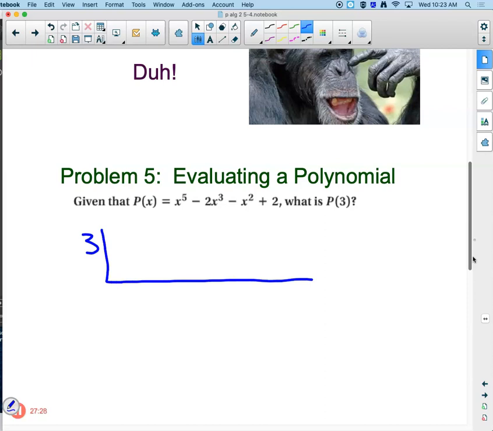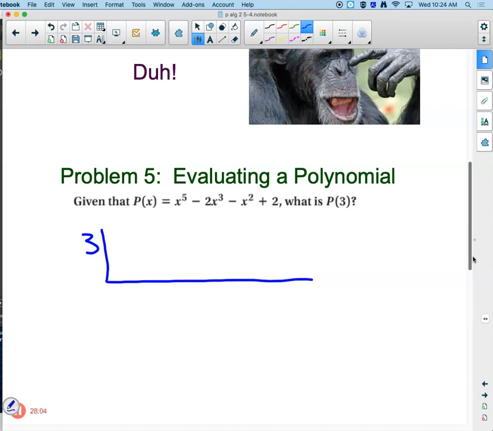Now, in the old days, we would have grabbed a calculator for this, because we'd say, all right, I have to figure out if you put a 3 into this, what you get. Now, look what we'd have to do in our heads if we did that. 3 to the fifth. 3 times 3 times 3 times 3 times 3 minus 2 times 3 cubed, 3 times 3 times 3 minus 3 times 3 plus 2. People wouldn't do that in their head. Most people aren't going to get past 3 to the fifth in their noggin. So let's try this synthetically, because the last number is supposed to be our answer.